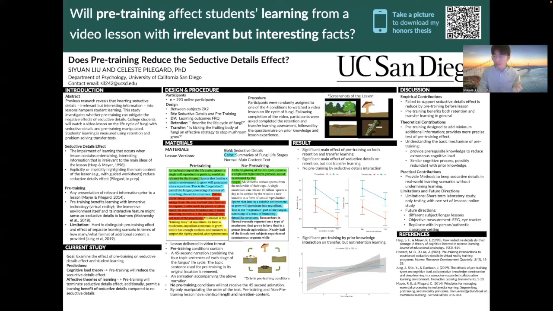The design and procedure of our study is pretty straightforward. It is a 2x2 study by pre-training and seductive details. Participants will be randomly assigned to the 4 conditions and watch a video lesson on the life cycle of fungi. After completion of the video, participants will be asked to complete a retention and transfer learning test.